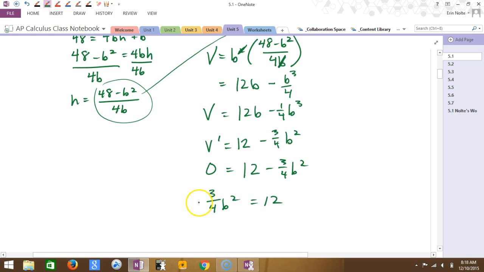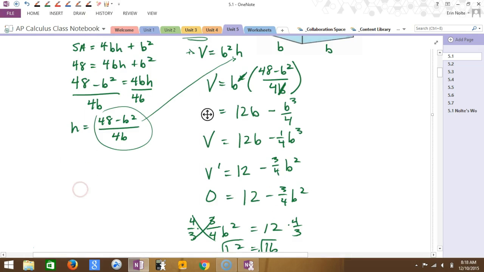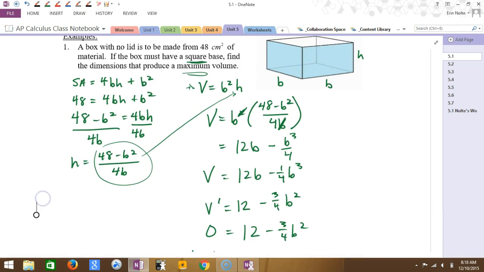To get rid of the 3/4, I'm going to divide by it, which is the same as multiplying by its reciprocal. So I'm going to multiply by 4/3. 12 times 4/3, 12 divided by 3 is 4, 4 times 4 is 16, and the square root of 16 is 4. Okay, so we would technically have a plus or minus 4 here, but if we think about the domain of our possible lengths, we should realize that both of them have to be a positive value.